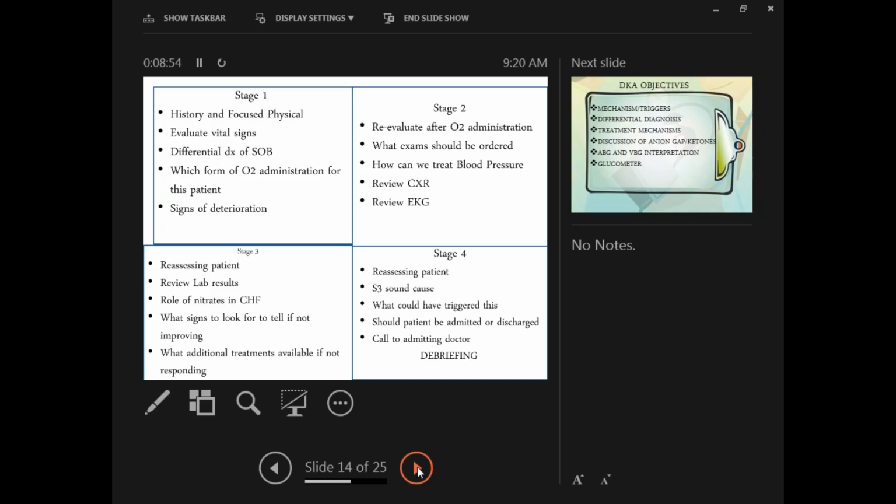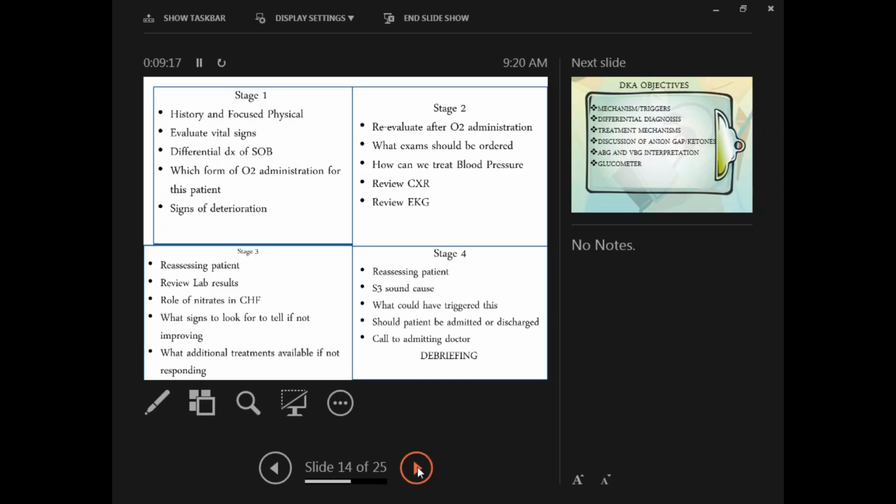And lastly, stage 4, he's improving, and we want the students to identify the S3 sound. So always ask them to reevaluate the heart, reevaluate the lungs. And so if they reevaluate the heart, the rate's a lot slower now. Before he was tachycardic, so it's very difficult to hear the S3, but now his heart rate's in the 80s, I believe, 70s, 80s, and you can hear the S3 quite nicely.